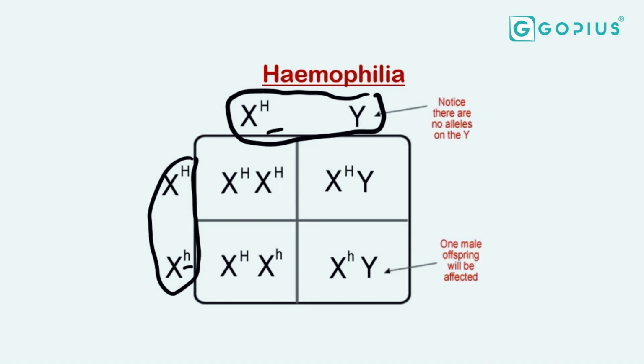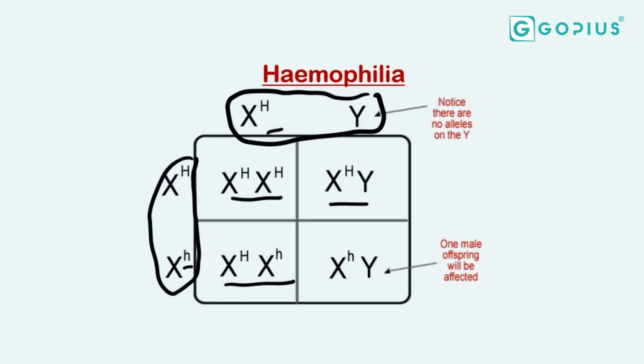Whereas the father has the capital H, doesn't have the small h, so he's normal. They get crossed together. So X with capital H with X with capital H will give you a girl that is normal. X with capital H with Y will give you a boy that is normal. X with small h and X with capital H will give you a normal individual, but she's a carrier because she has the gene that is responsible for hemophilia.